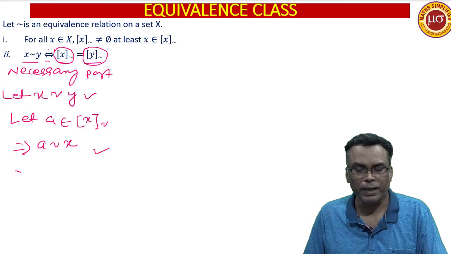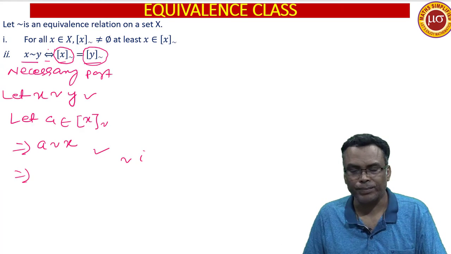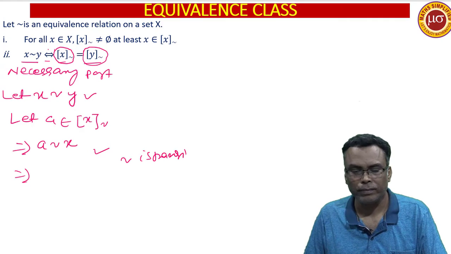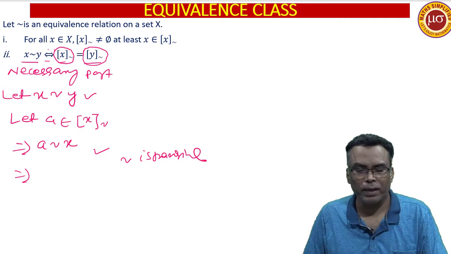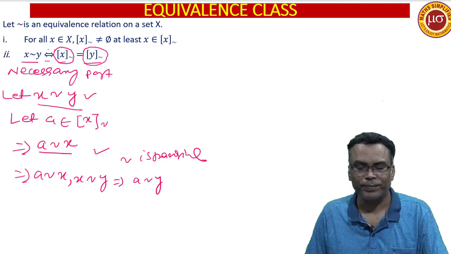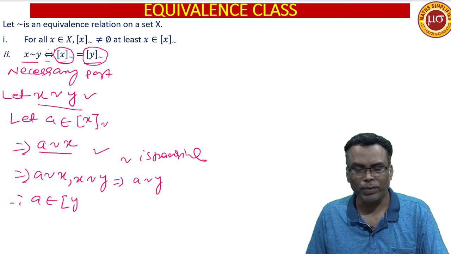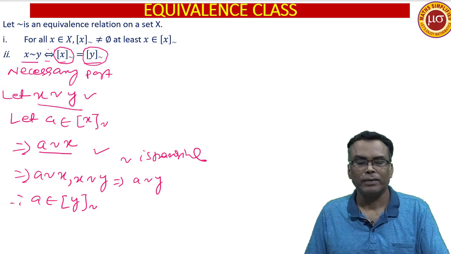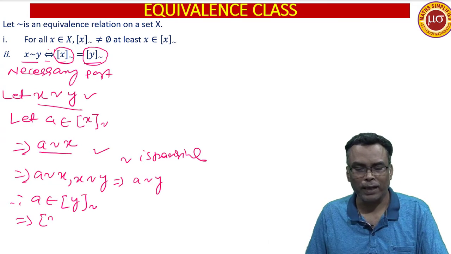The equivalence relation is transitive. So a is related to x and x is related to y. A is related to x is related to y implies a is related to y. Therefore, a belongs to the equivalence class of y. That implies the equivalence class of x is a subset of the equivalence class of y.